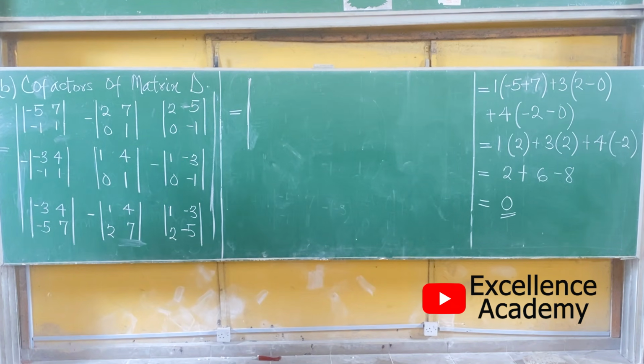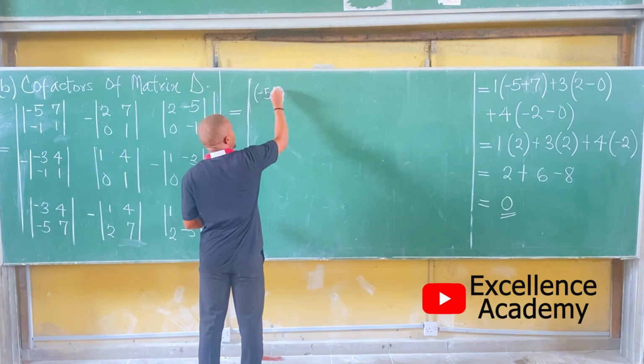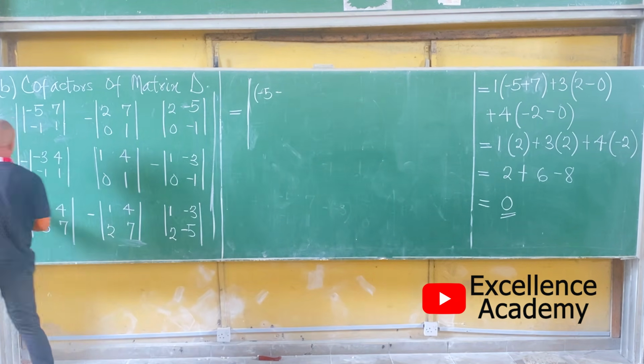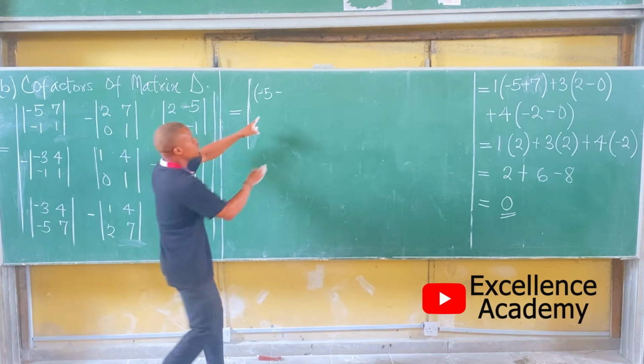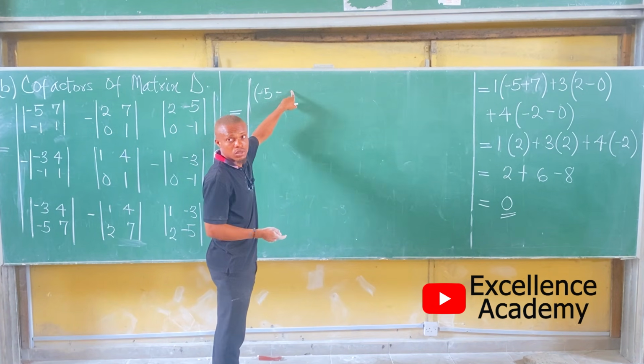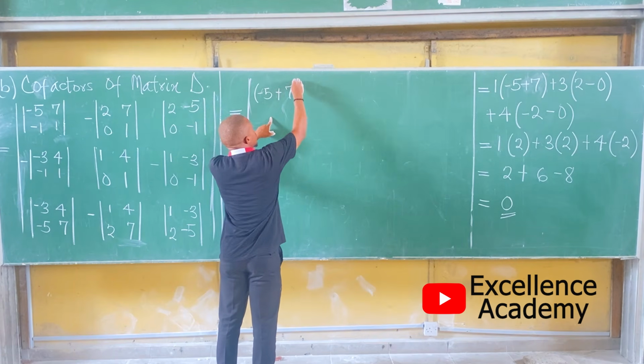Same thing, the product of your leading diagonal minus what? The product of your second diagonal. So this is it. Minus 5 for this first position, for the first element there. I'm having minus 5 times 1, which gives me a minus 5, minus the product of the second diagonal. Minus 1 times 7 gives us a minus 7, right? So minus times minus gives me a plus 7.